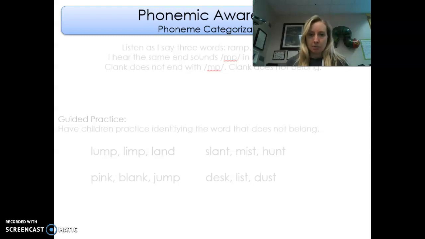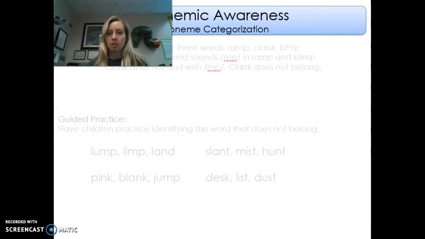I am going to say some words, and I'd like you to listen for the word that does not belong. Ramp, clank, blimp. So if I'm listening for the last sound, clank does not end in "amp," so it does not belong. Okay, let's do a few more. Lump, limp, land. Which one does not belong? 3, 2, 1. Land.